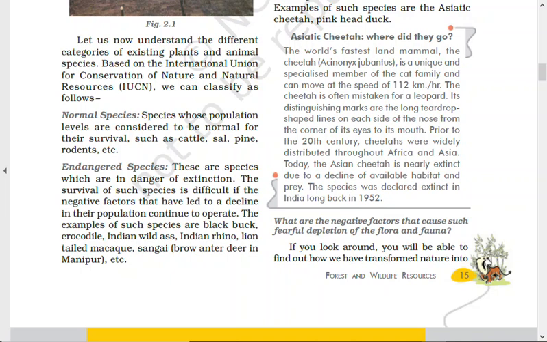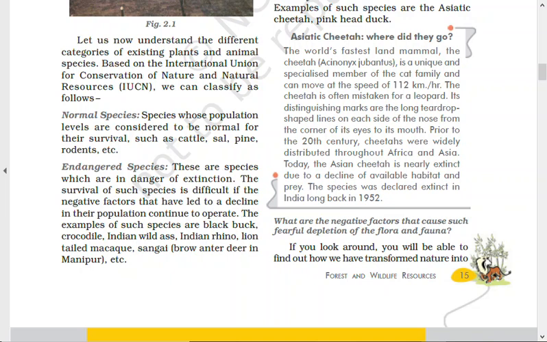This is one logic. But the other logic says that India is a mostly agricultural country. Most of the population depends on food production. If we don't produce food, what will they do? And imported food is going to be very expensive. So food production cannot be stopped. If we are producing food, that means we are consuming more water. And the way we are producing food with modern technology, like the green revolution, more fertilizers, pesticides, naturally we are harming other species also. Further, examples of such species are blackbuck, crocodile, Indian wild ass, Indian rhino, lion-tailed macaque, and sangai, the brow-antlered deer in Manipur.